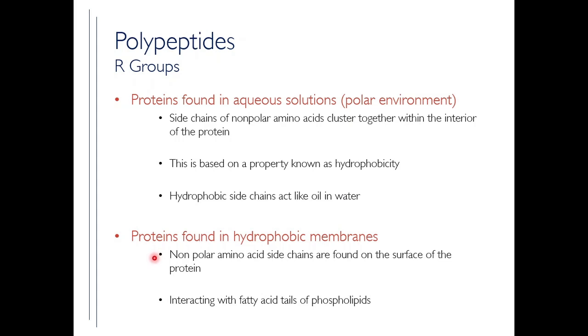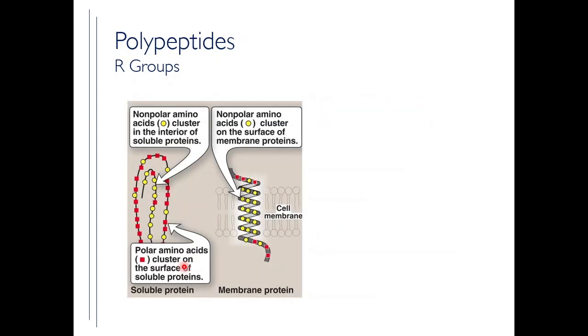If the protein is embedded in a membrane, it's an integral protein, for example, like an ion channel, that kind of thing, then those non-polar amino acids in the side chains will be energetically more favourable on the surface of the protein, to interact with the hydrophobic fatty acid tails within the phospholipid membrane. And that's just shown here. So again, non-polar amino acids are the interior of the protein here, with the polar on the outside if it's surrounded with water in the cytoplasm, for example.